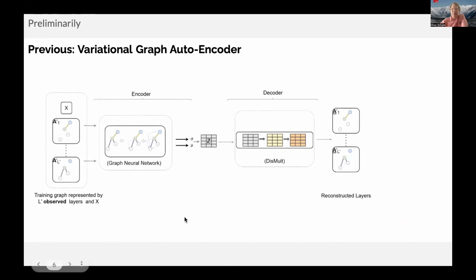Here's my one slide overview of variational graph autoencoders, which is the main model that we're focusing on. You get as input a set of graph data of observed edge types. Then you run a graph neural network on the input graph, and you get back a matrix of node embeddings. So in goes a graph, possibly a heterogeneous multi-layer graph, out come node embeddings. And then the decoder takes as input node embeddings and reconstructs the observed graphs.